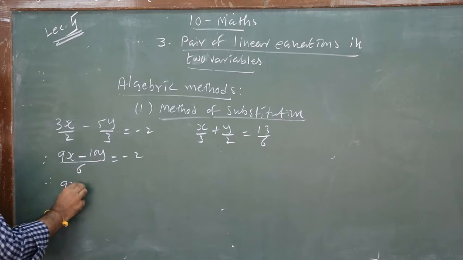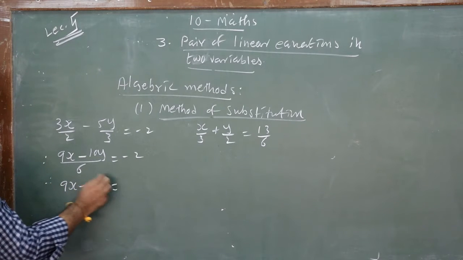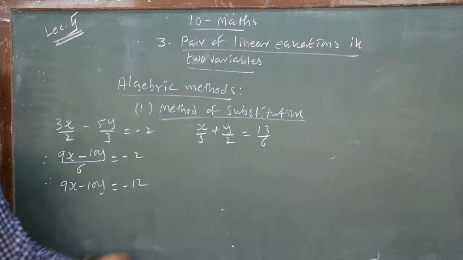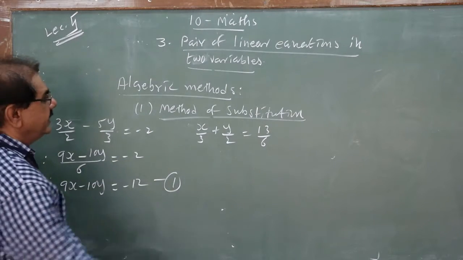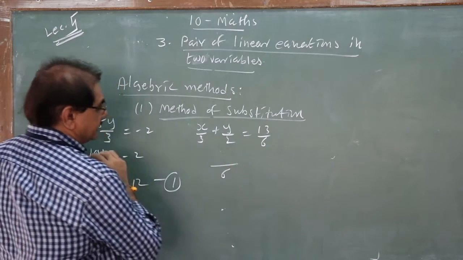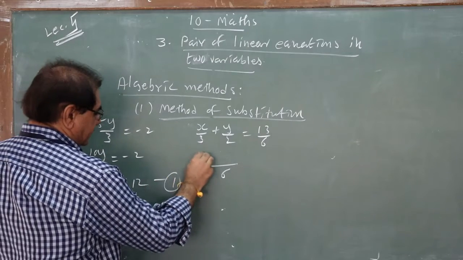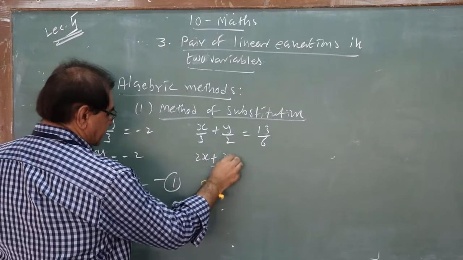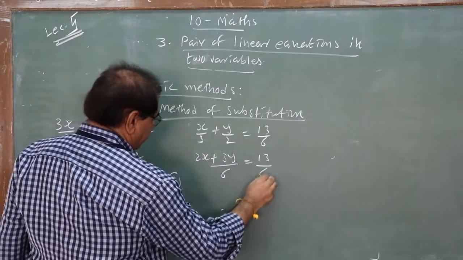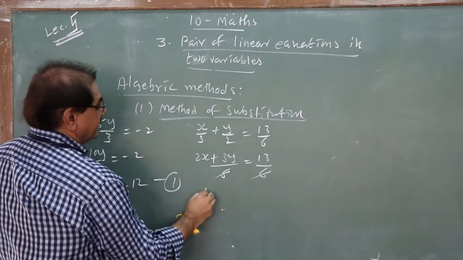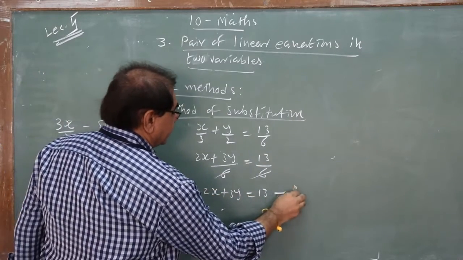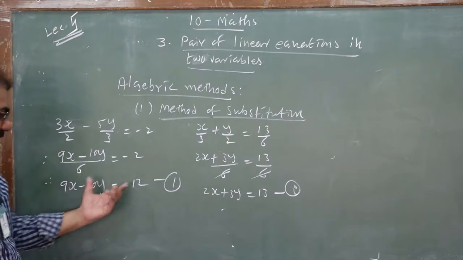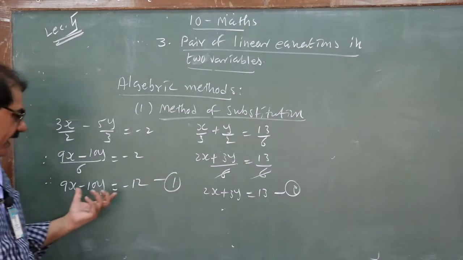Therefore 9x minus 10y is equal to 6 2s are 12, minus. It is your equation number 1. Same thing you do here. LCM is 6. 3 2s are 6. 2 3s are 6 is equal to 13 upon 6. 6 and 6 cancel. So 2x plus 3y is equal to 13. Equation number 2. Now you have brought these equations into our regular form.